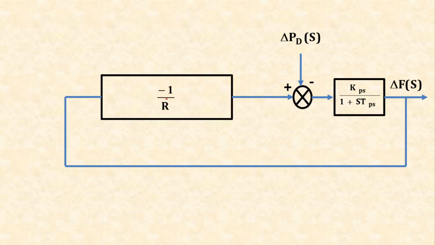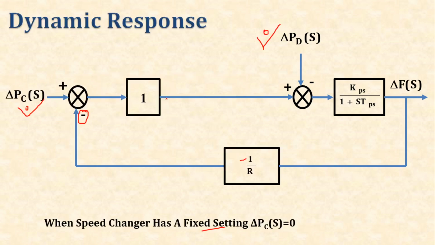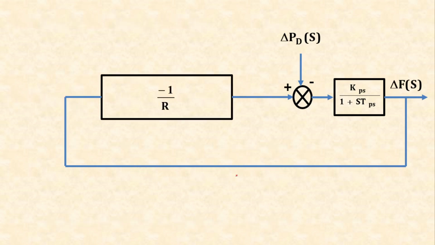So this is our simplification because we have removed this input. This summing point is removed and the minus sign is given to the 1 upon R block. These two blocks come in series, so they will be multiplied with each other, and the resultant will be minus 1 upon R only. So this is the final simplified block diagram.